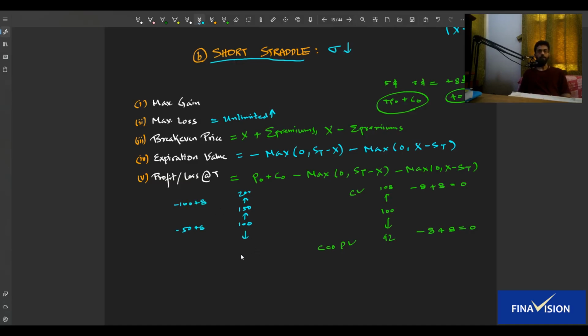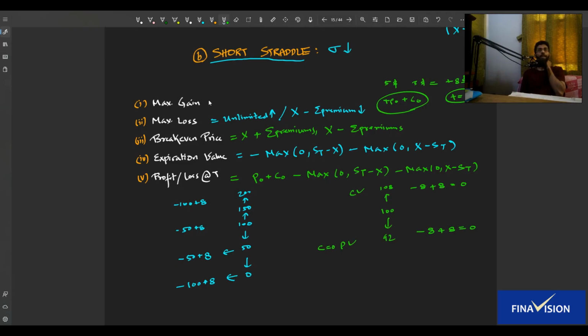And on the bottom side it can go down to 50. In that case also the loss is minus 50 plus 8. If the stock price goes to 0, in that case also the put is getting exercised, and the loss is minus 100 plus 8. So on the upside it is literally unlimited. On the downside it is maximum equal to the expiry, expiry minus the premiums. On the downside it is X minus the sum of the premiums.